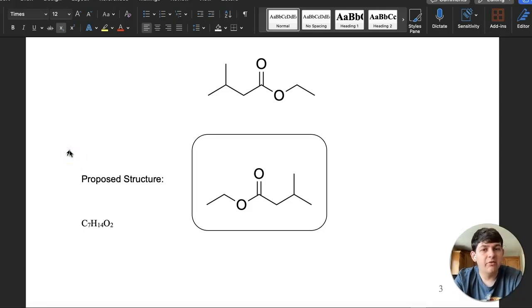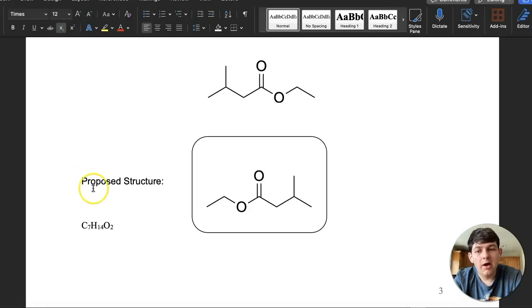So looking at this proposed structure, our last thing to do is just to go through the data once again and verify we've met all the following criteria. So we just start with a simple count. We look at the carbons. There's supposed to be 7. 1, 2, 3, 4, 5, 6, 7. There's 7 carbons. Hydrogens, 14. 1, 2, 3, 4, 5, 6, 7, 8, 9, 10, 11, 12, 13, 14. There's 14 hydrogens. Looking at our oxygen, there are 2 oxygens.